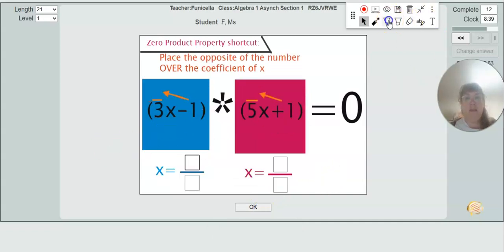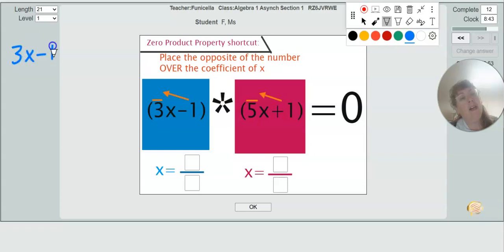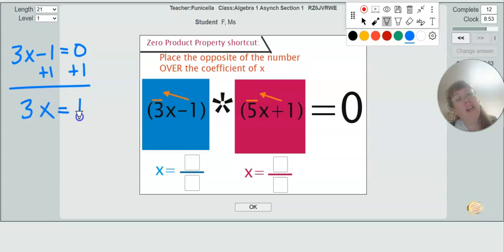So let's look at this example. Maybe you use the shortcut, but if you don't like the shortcut, I'm going to do the workout on the side. So we have 3x minus 1 equals 0. I'm going to add 1 to both sides to get rid of that -1. And I get 3x equals 1. And then I'm going to divide by 3 to get x equals 1/3.